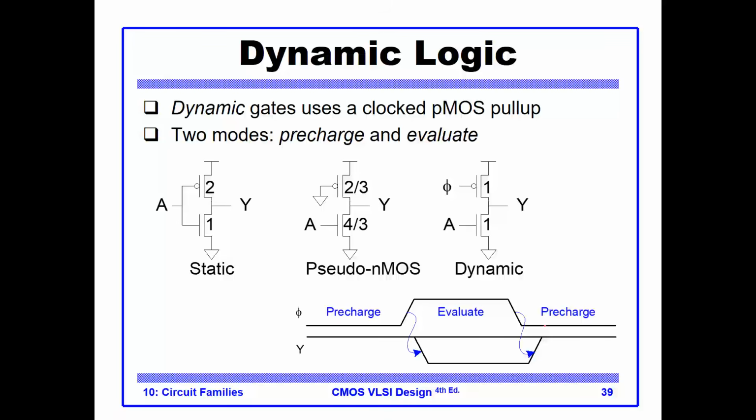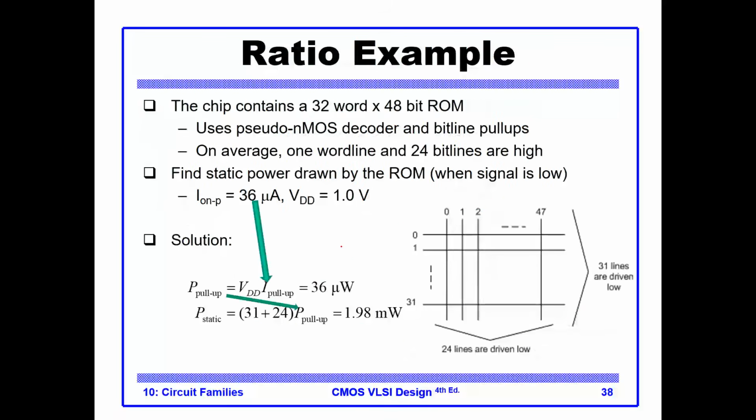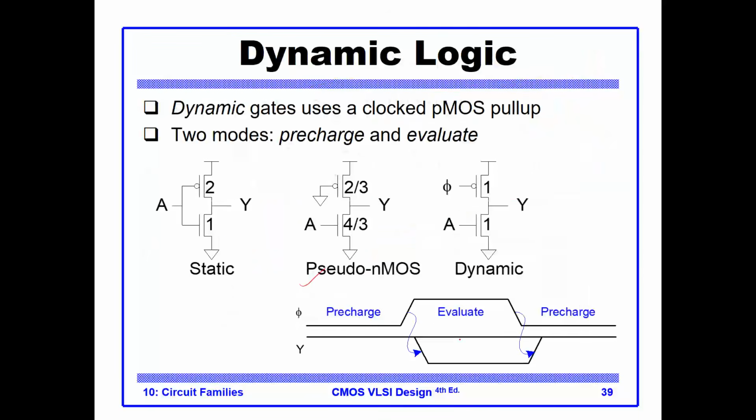Okay, so we said that the PseudoNMOS has a problem, which is that it is ratioed logic, and at the same time it burns quite a bit of power. Now, what we would want to do is explore removing this enable and replacing it with a clock.